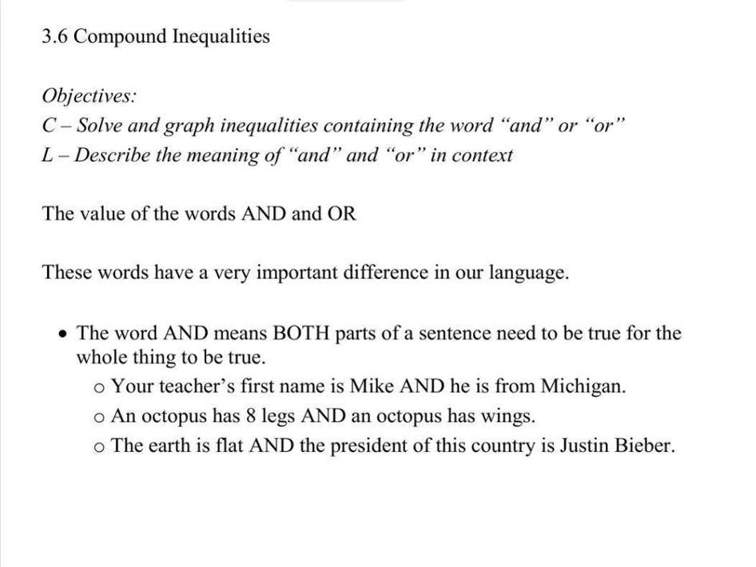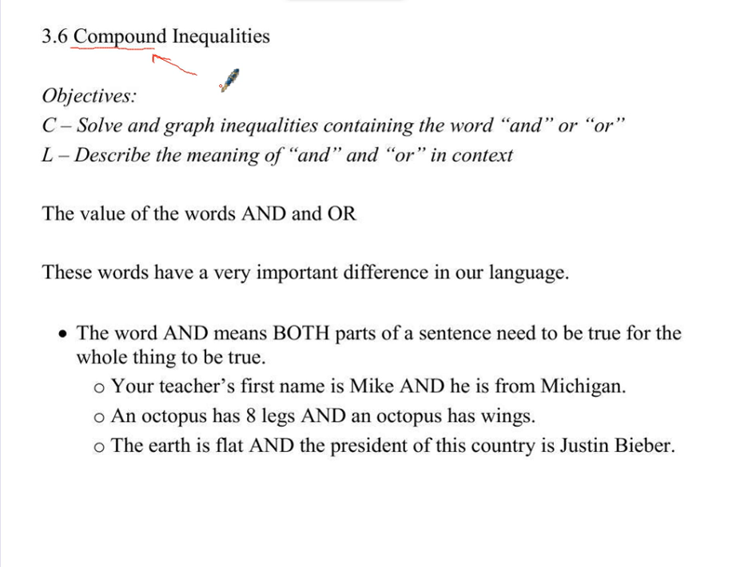Section 6 involves compound inequalities. So we've been working with inequalities this entire chapter. Now we have this new word, compound inequalities. Compound inequalities just means that there's more than one inequality in the same problem. So you could actually write that down right there: more than one inequality in the same problem. That's all that means.